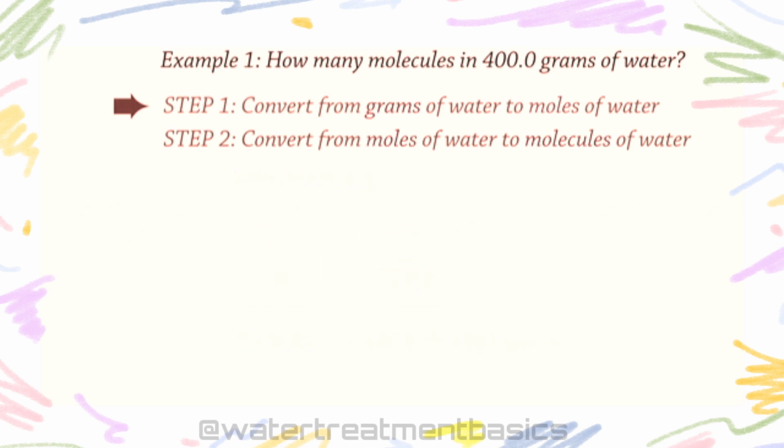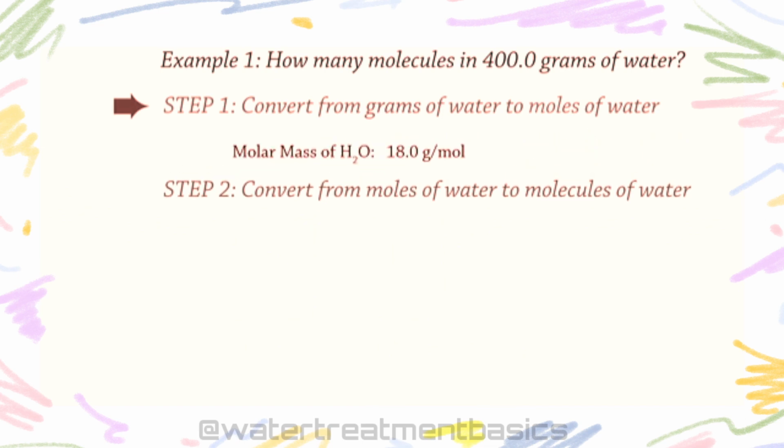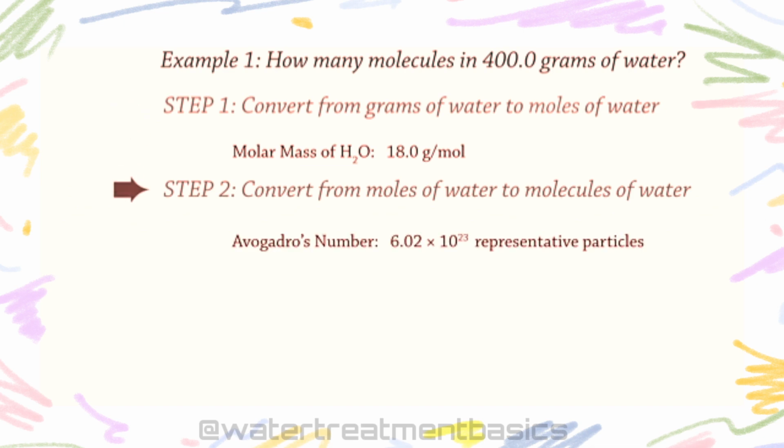Let's convert from grams of water to molecules of water, using the molar mass we just calculated as a conversion factor, and Avogadro's number as another conversion factor. 1 mole of water equals 6.02 times 10 to the 23rd representative particles, in this case, water molecules.